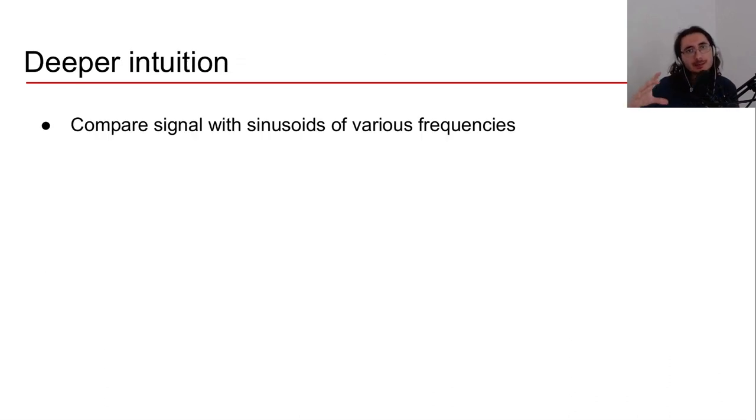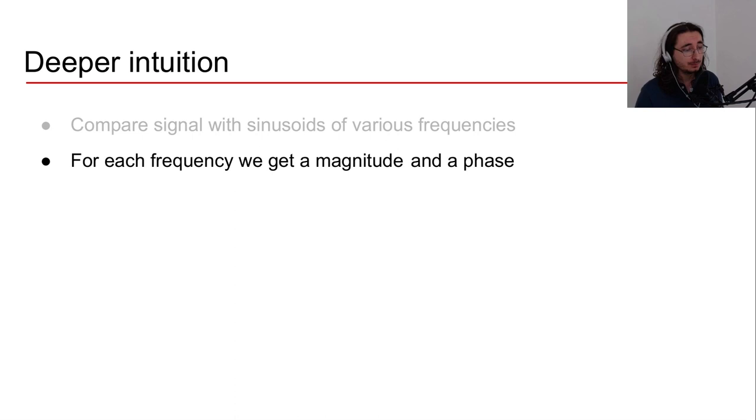Okay, now let's go one level of resolution further down and get a better intuition of what's going on with the Fourier Transform. When we apply the Fourier Transform, we do a bunch of things. The first thing that we do is compare the original signal with a bunch of sinusoids with various frequencies, right? So we have the original signal, and then we have a bunch of sine waves, and we want to compare the original signal to those sine waves, which are going to have different frequencies. And out of that comparison, what we get is a magnitude and a phase. Now, what does the magnitude tell us?